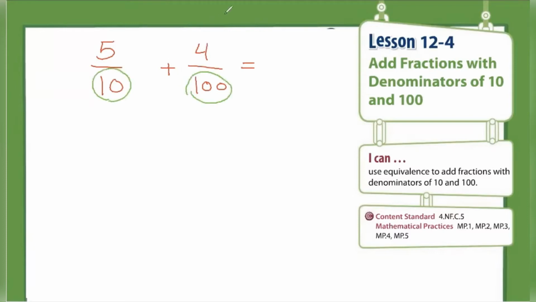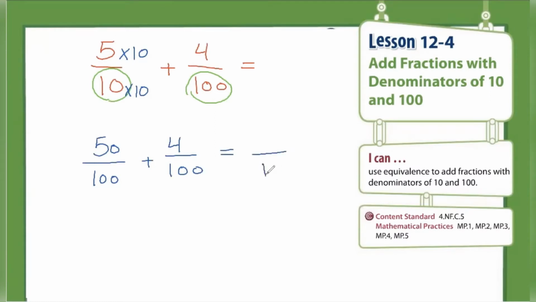So I will use equivalent fractions to make 10 into 100. How, teacher? By multiplying up and down by 10. When I multiply 5 times 10, it will be 50, and here 10 times 10 is 100. 50 out of 100 plus 4 out of 100 equals what? Here we have the same denominator, so just add the numerators. I will keep 100 as it is, and 50 plus 4 equals 54.